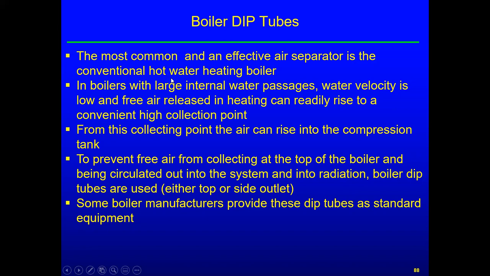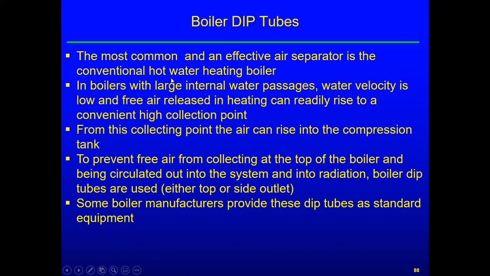The most common and an effective air separator is the conventional hot water heating boiler. In boilers with large internal water passages, air velocity is low and free air released in heating can readily rise to a convenient high collection point. From this collecting point, the air can rise into the compression tank to prevent free air from collecting at the top of the boiler and being circulated out into the system into radiation.